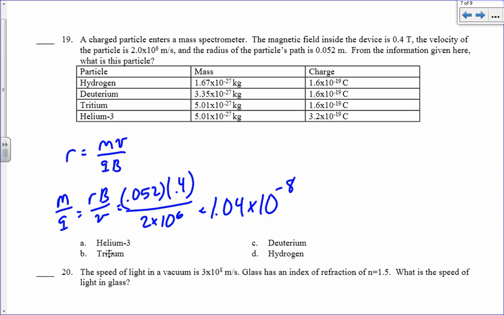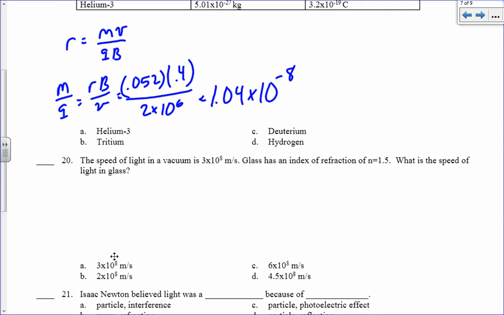And then I go through and I divide the mass by the charge. But since it's so close to 1, it has to be this one. 1.67 divided by 1.6. That is hydrogen. So 19 is D.